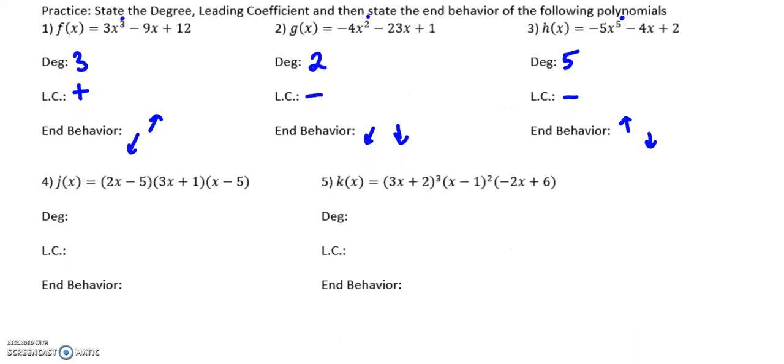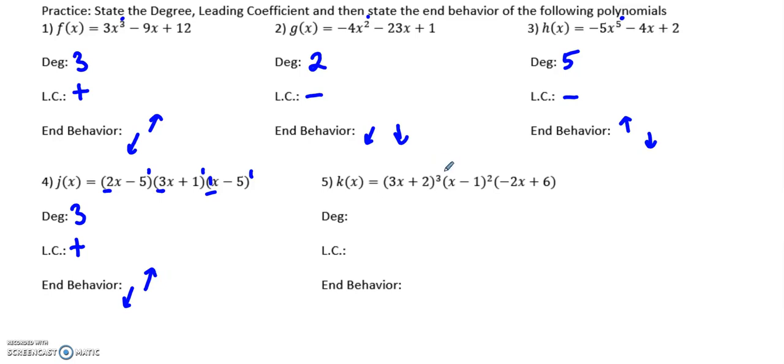For number 4, we're going to apply some of the skills we developed earlier. Looking at the degree, I've got a first power, a first power, and a first power. So that's saying degree 3, once I would FOIL it all out. The leading coefficient is going to be 2 times 3 times 1, which I know is 6, but all I really care about is the fact that it's positive. So positive degree 3 is going to be just like a regular cubic. It's going to be down, up.